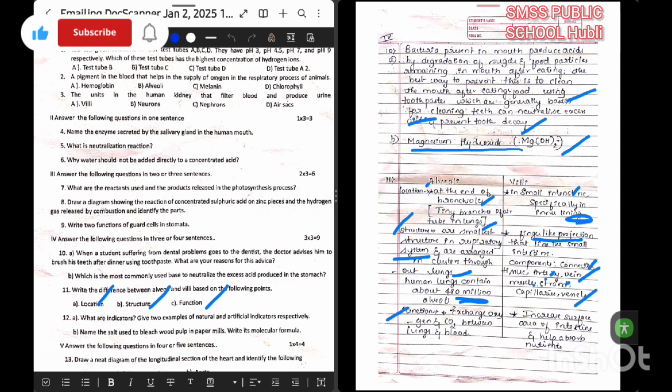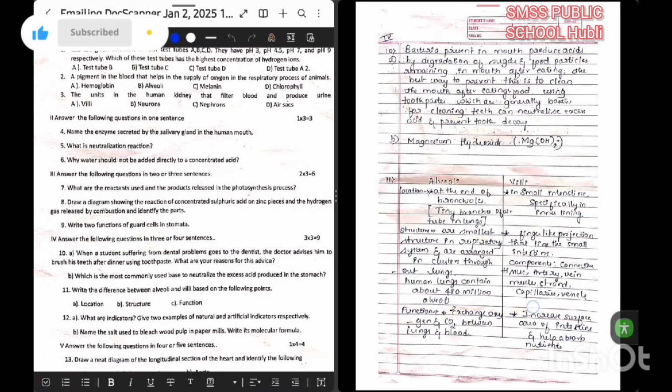And the function of the alveoli is the exchange of oxygen and carbon dioxide between the lungs and the blood. The main function of the villi is to increase the surface area of the intestine and help in the absorption of nutrients. So these are the two main functions of the villi that you need to mention.